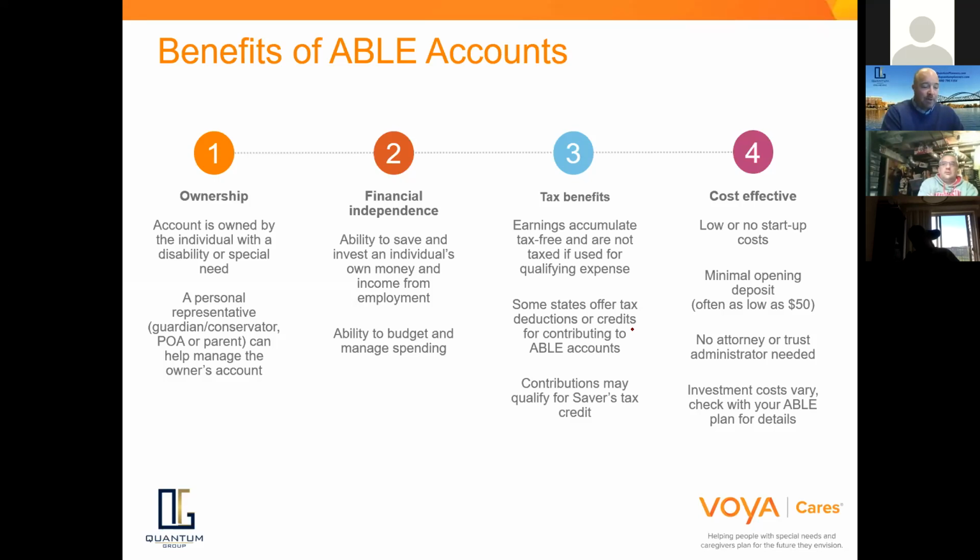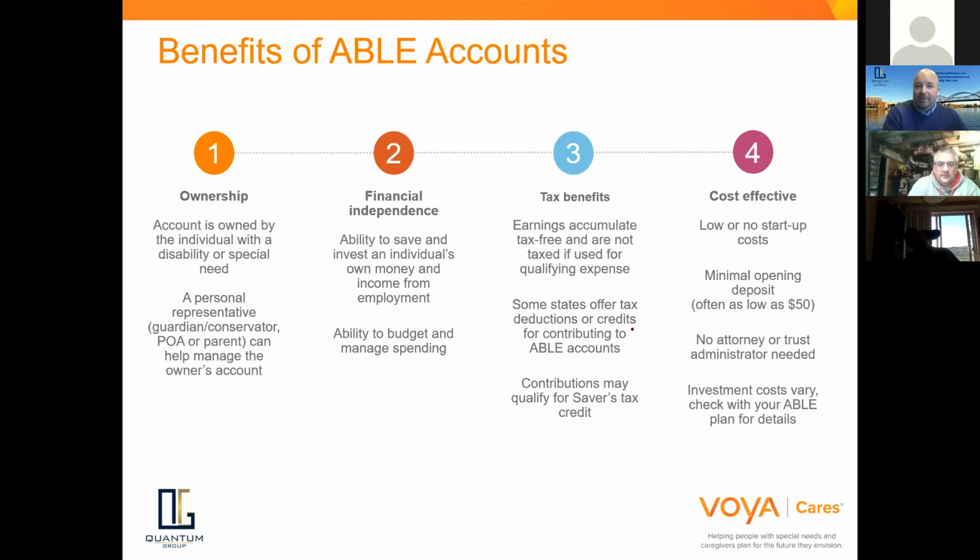Sometimes if the caseworker doesn't know, there is an actual Wisconsin Department of Revenue site that talks about ABLE accounts, that they are not countable assets. I understand that sometimes there can be confusion when talking to a caseworker who maybe doesn't understand what an ABLE account is, but there is proof and information there, which I'm happy to share with you anytime. And it's public record. Personal reps can help manage, but it is owned by the person.